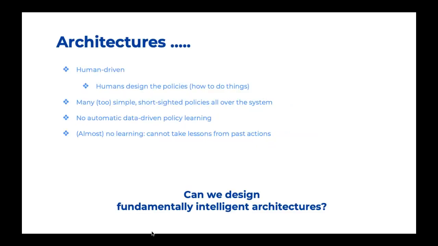The architectures we have now are human-driven: humans design the policies for how the architecture works. We said they have no mind, they are dumb, they cannot think, they cannot improve. We have simple, short-sighted policies all over the system, not automated, data-driven policy learning. So the architectures are not data-driven, and they cannot learn anything. Almost no learning takes a lesson from past actions. The actions that the cache, memory, and processor took, they have no learning. They cannot use the data they used before. So can we design a fundamentally intelligent architecture?